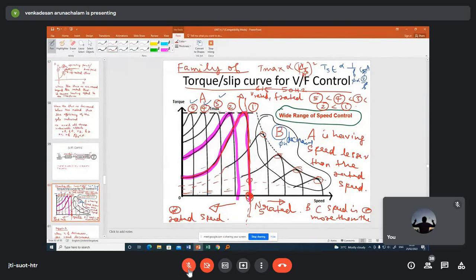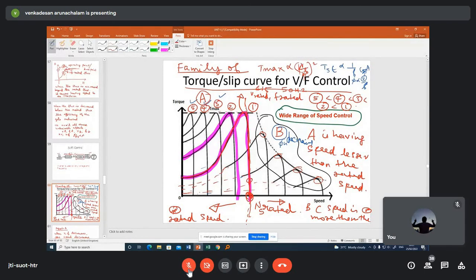So in region A, flux is constant, right? And the speed control is below the rated speed. In region B, flux is decreasing, the speed control is above the rated speed. So region A is very much similar to armature control of DC motor. Region B is also very much similar to field control of DC motor.